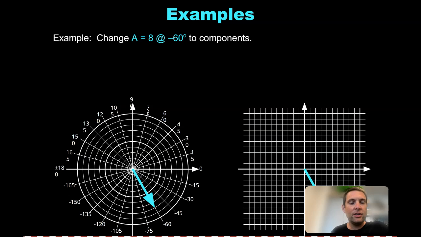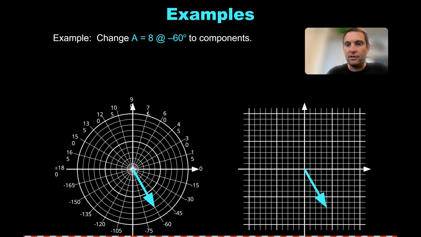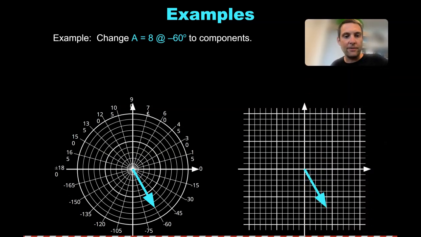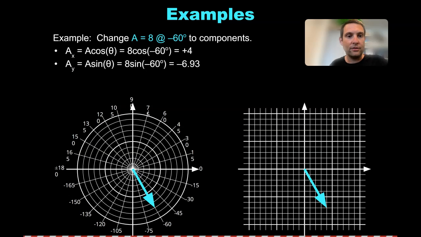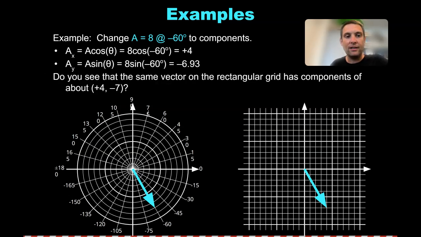So here's an example. Change A equals 8 at 60 degrees to components. It's drawn for you. It's on the square grid as well. Pause the video, try it for yourself. Done? Good. Hopefully we got 4 and negative 6.93, or negative 7.